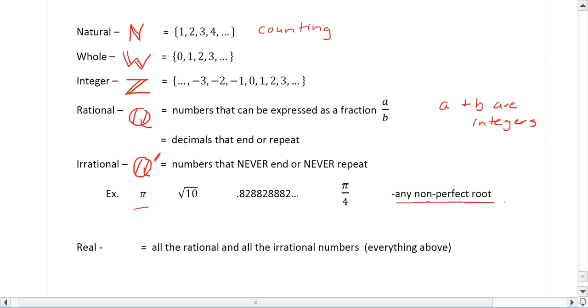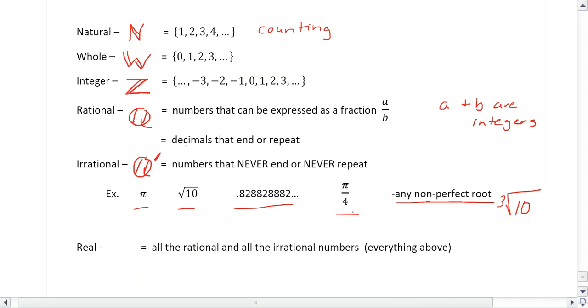So I put root here because, like, if you entered on your calculator the third root of, say, 10, you would also get a very long decimal. 10 is not a perfect root. 10 is not a perfect square over here. So whenever it's not a perfect root, it is irrational. This example is a little interesting because it does have a pattern, but it is not a repeating pattern. So that's why it falls under the category of irrational.